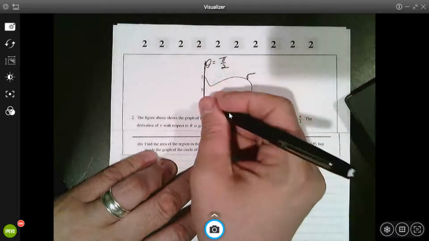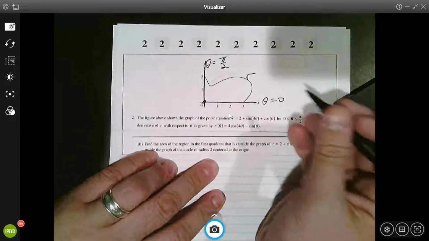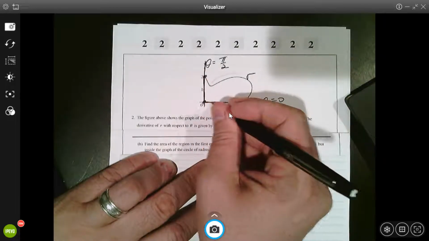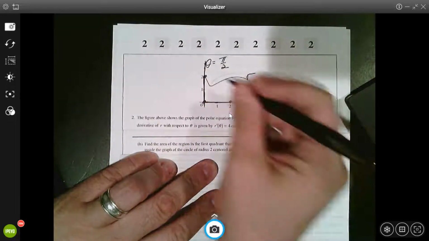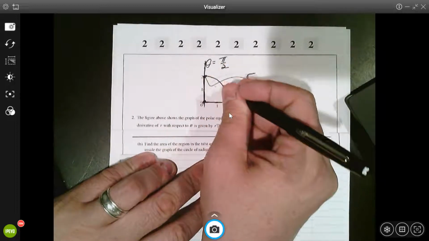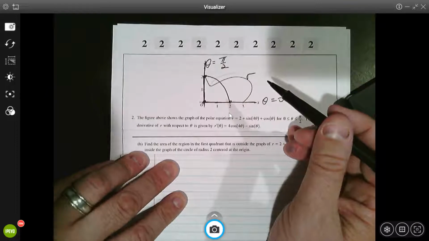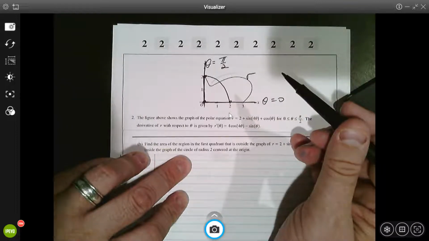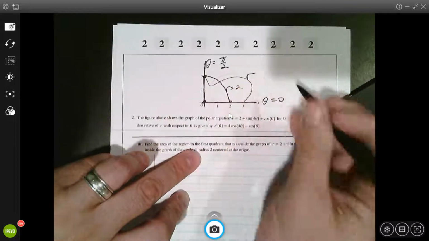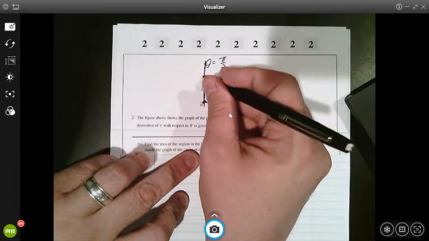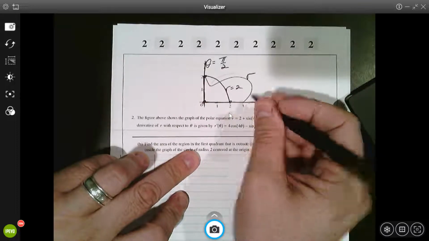Now, let's think. We've got the origin. The circle that we're looking at has a radius of 2, so I get to go out 2 in each direction, and because we're in the first quadrant, just the quarter circle. They're asking me to find the area that is inside r equals 2, but outside this other curve.